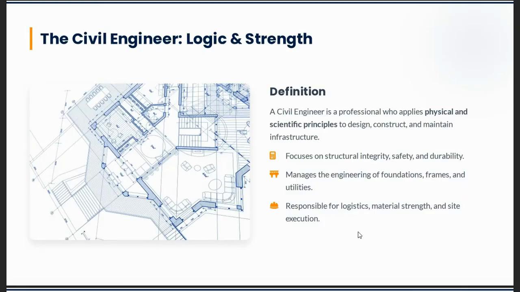Whereas the civil engineer mainly focuses on the logic and strength. A civil engineer is a professional who applies physical and scientific principles to design, construct, and maintain infrastructure. Focuses on structural integrity, safety, and durability. Manages the engineering of foundations, frames, and utilities. Responsible for logistics, material strength, and site execution.